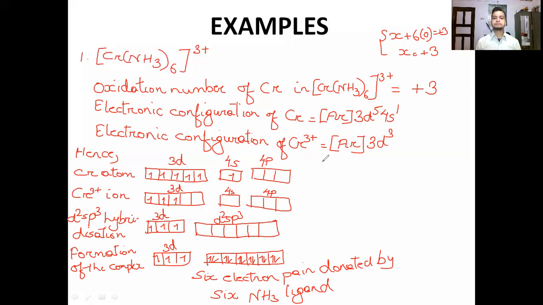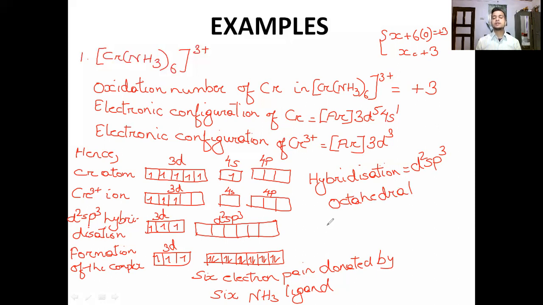Now, to conclude, what is the hybridization? The hybridization which we got for this particular central metal atom is nothing but d2sp3. And as we have discussed in the postulate, whenever it is d2sp3, the geometry will be octahedral. So [Cr(NH3)6]3+ will always be octahedral.